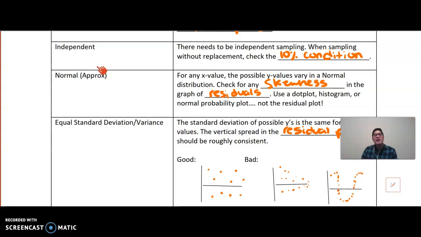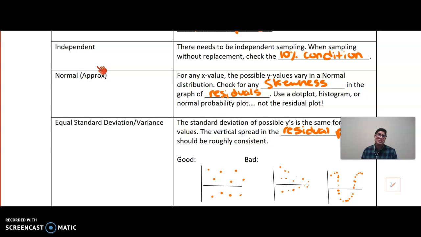Next up, we have the N for normality. Here, for any x value, the possible y values vary in a normal distribution. Here we check for any skewness in the graph of the residuals. Use a dot plot, a histogram, or a normal probability plot.